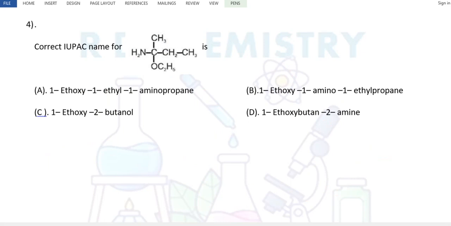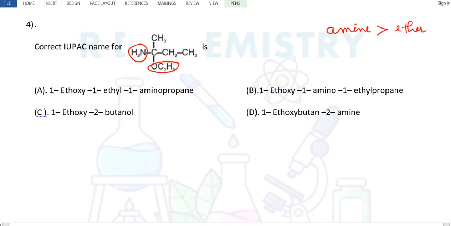Question number 4. The correct IUPAC name of the compound is. We can see two functional groups. One is the amine functional group. Other one the ether. Can you see this one? There are two functional groups. According to the priority list, amine is taken as the principal functional group and ether is taken as the secondary functional group. Now this ether becomes the substituent. Now attach this amine to the longest chain.